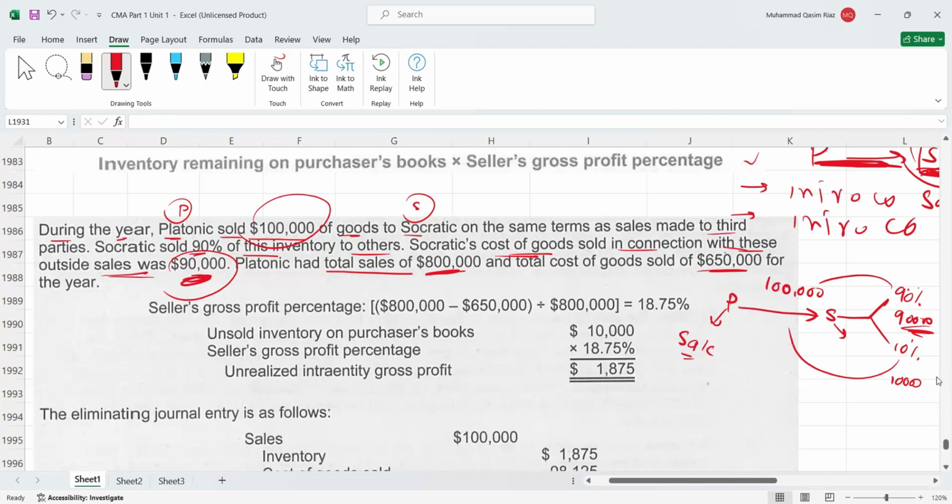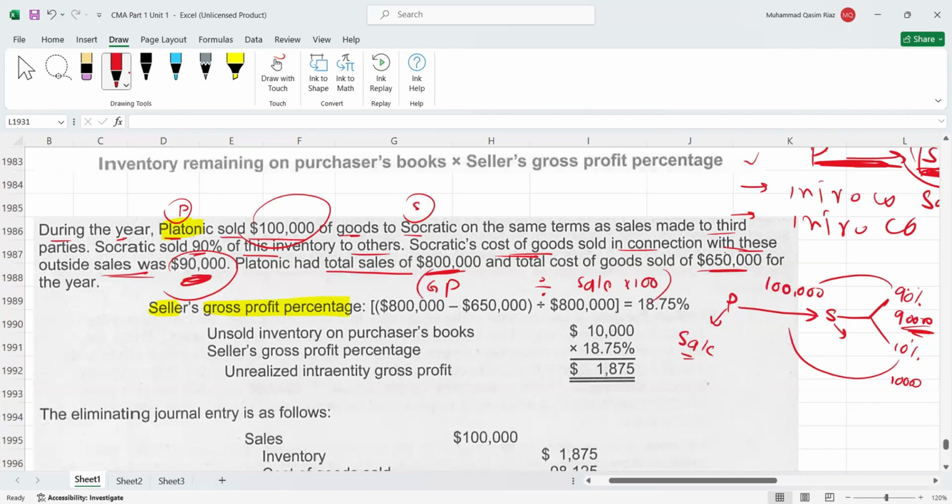Very first thing, first of all, you have to calculate for the seller. Who is the seller here? The parent. Okay, P is the seller. So we first have to calculate the seller's gross profit percentage, because then we will be able to calculate how much profit is charged by the seller on this intercompany sale. So how do we calculate gross profit percentage? First we need GP, and we divide GP by the sale and multiply by 100. This is how we get the GP percentage.